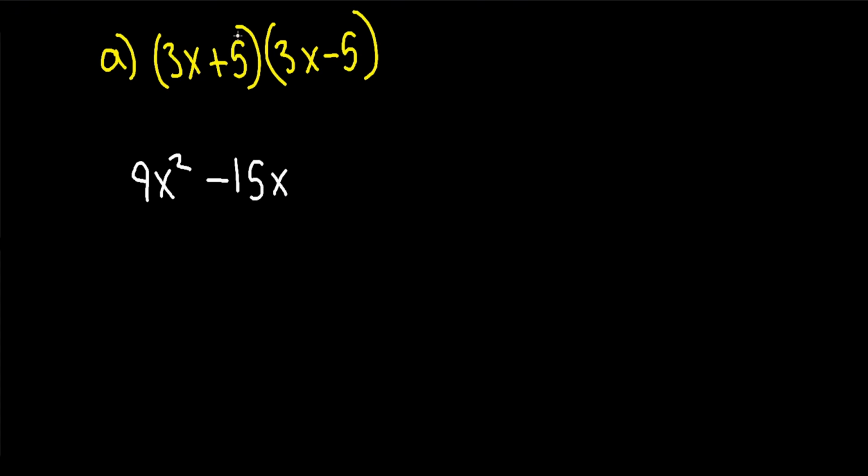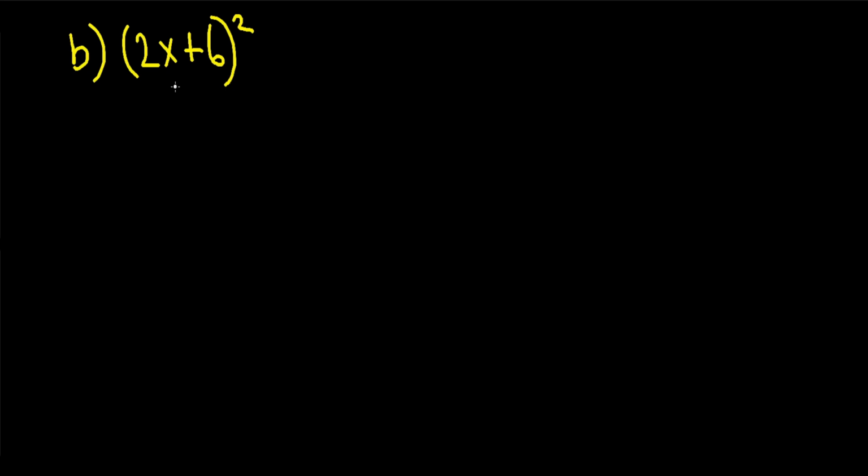And our inner term, which is 5 times 3x, which is 15x. And then our last terms, which is 5 times negative 5, which is negative 25. Now, since we have two terms which are the same with opposite signs, we can cancel them out. So we'll just get 9x to the power of 2 minus 25.